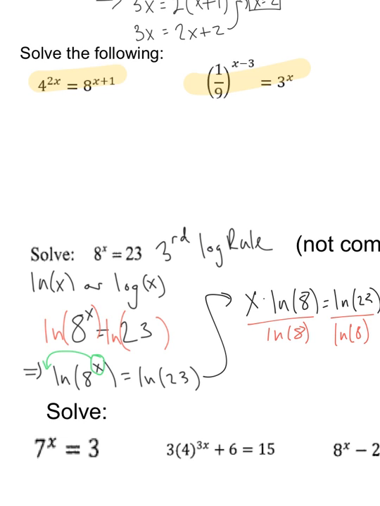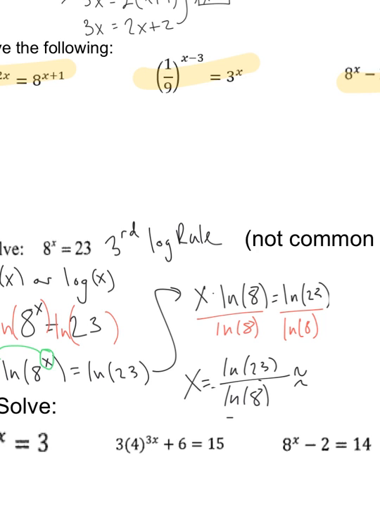It's just a number. I can end up with an equation of x is equal to, oops, sorry, not natural log of 8. Let's reset there. x is equal to the natural log of 23 divided by the natural log of 8, which is approximately 1.508.